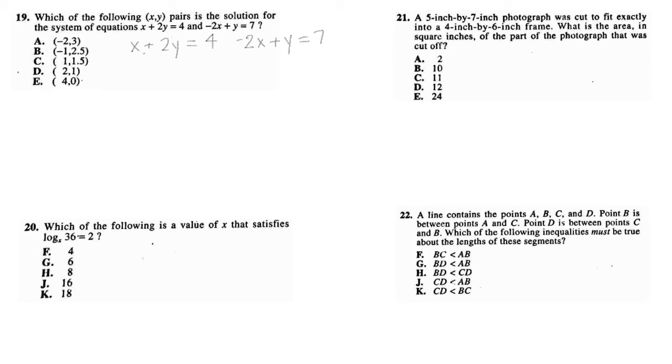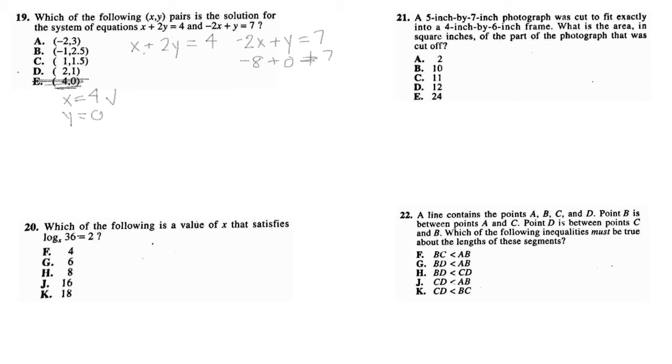So glancing at our answer choices, to me, E looks like it would be the easiest to plug in. So if we plug in E, that means X is 4 and Y is 0. And we can do that in our head. If we look over, X is 4, Y is 0. Well, that works for this first one. So it works for the first one. Now let's check the second one. If we plug in, we get negative 8 plus 0. That's not 7, so E is not going to work.